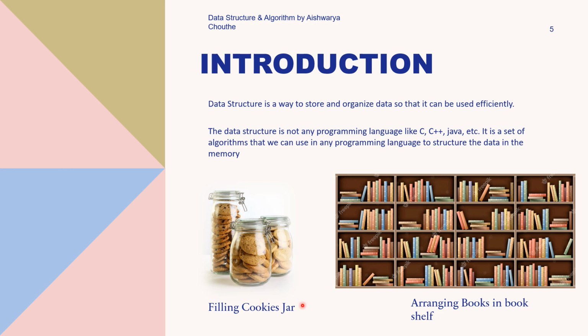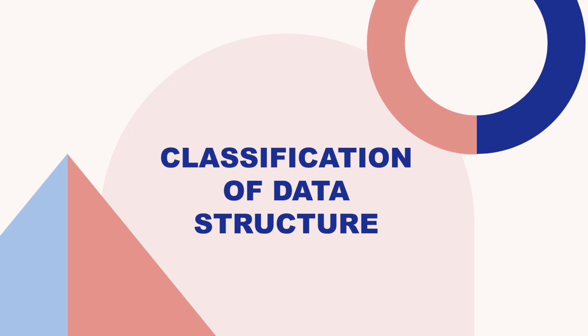It depends on the user how the user wants to fill the cookies in the jar and arrange the books in the shelf. From this we can say that a data structure is nothing but the arrangement of the data, the arrangement of the processes in the memory. Now, are you clear with the data structure? I think so, because I have explained from basic to basic concepts that no one tells you before starting data structures. Now we'll move ahead with the classification of data structures.